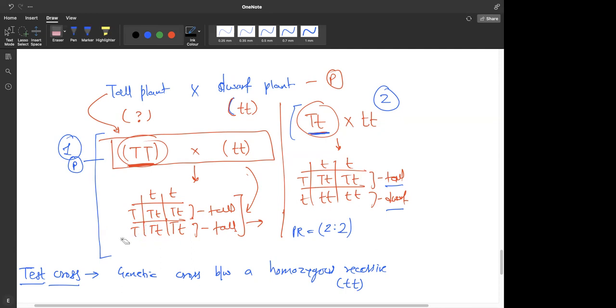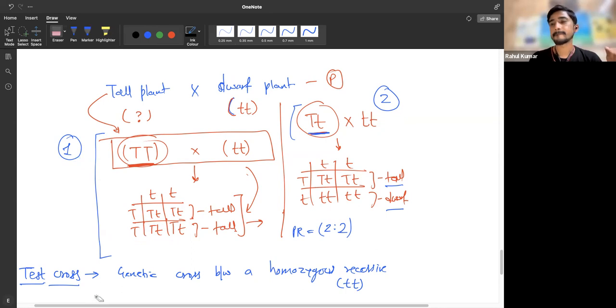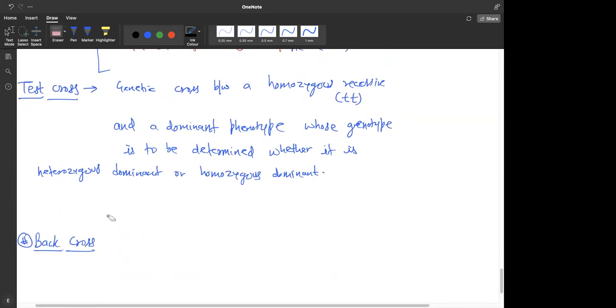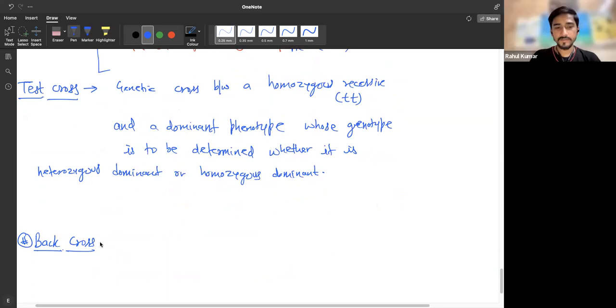Crossing it back with the parent's genotype. Is it clear or no? Yeah, so write down a back cross. A back cross is crossing the progeny with one of its parents.